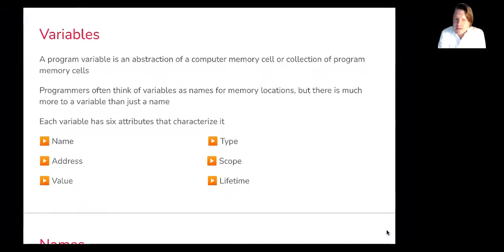So variables. A program variable is simply going to be an abstraction of a computer memory cell or collection of program memory cells. The latter part of that definition is meant to address things such as arrays, which we haven't covered in much detail just yet, but we'll get to it, don't worry. Programmers often think of variables as names for memory locations, and after that we don't think too much else about it. It's probably in the back of our mind, but we're more interested in interacting with it than thinking about some of the other attributes that actually characterize it.